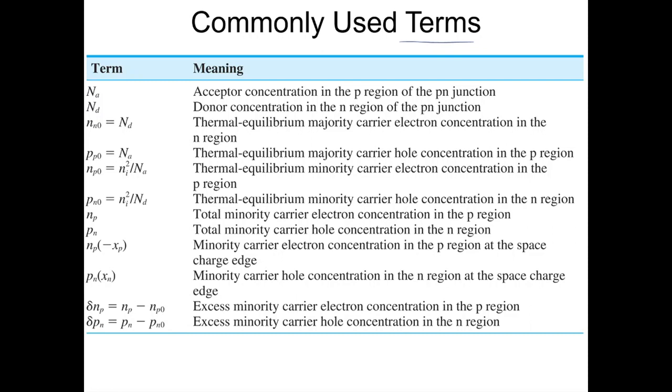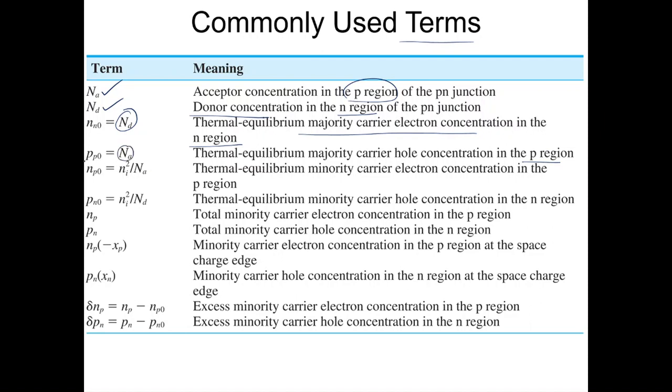Many of the things you know very well, like for instance Na, which we always use as the acceptor concentration in the P region, right? Nd is the donor concentration, and in this case, for the N region, we are considering Nd as the donor concentration in the N region and Na as the acceptor concentration in the P region. These regions are not compensated in our assumptions, which means the P region is doped with acceptors only and the N region is doped with donors only. So the thermal equilibrium majority carrier electron concentration in the N region is nothing but the doping that we introduce in the N region, which is Nd. Similarly, the thermal equilibrium majority carrier hole concentration in the P region is nothing but the doping that we introduce in the P region, which is Na.